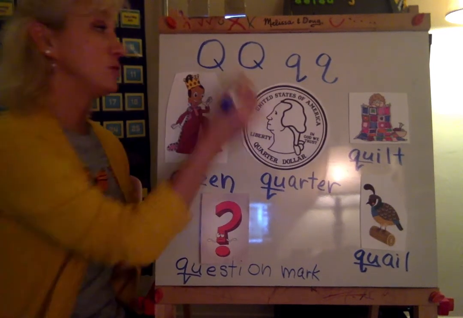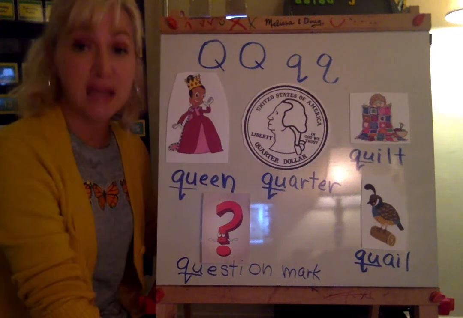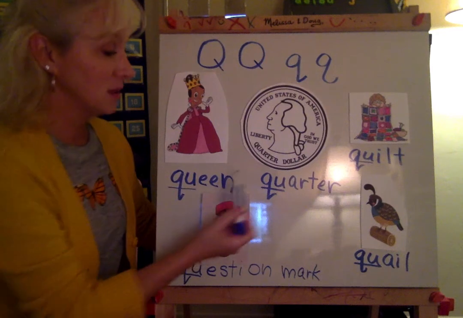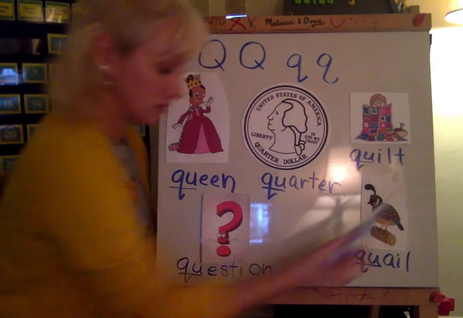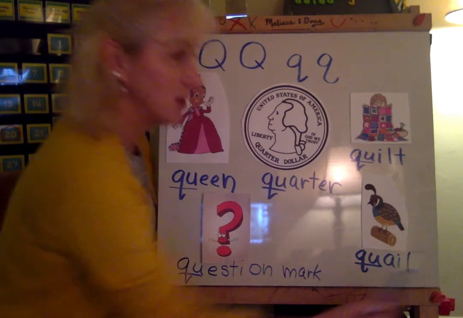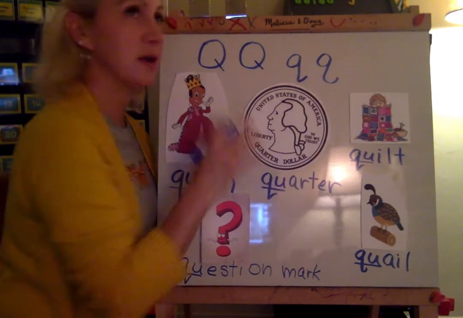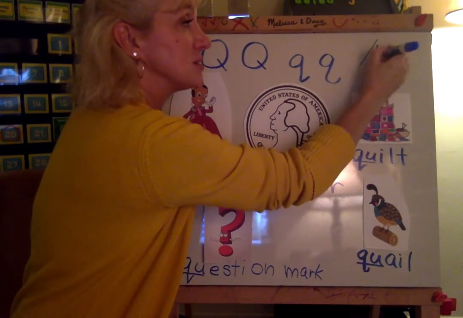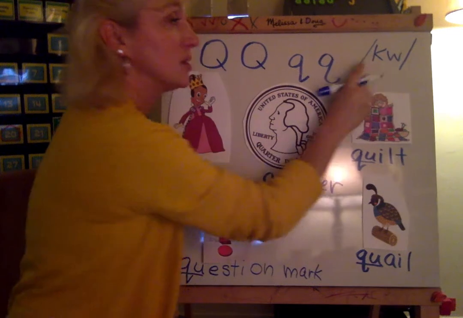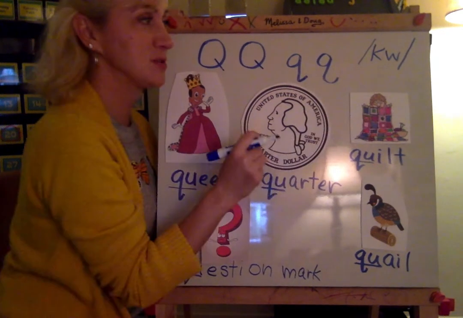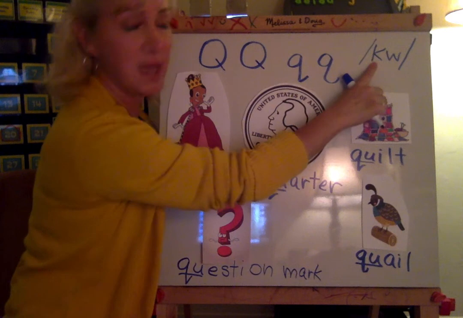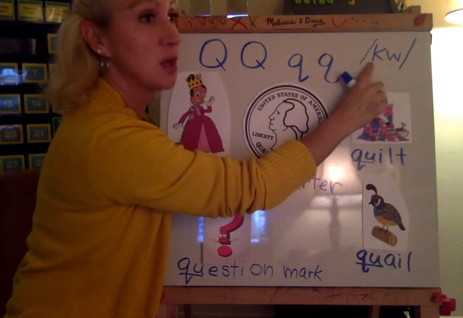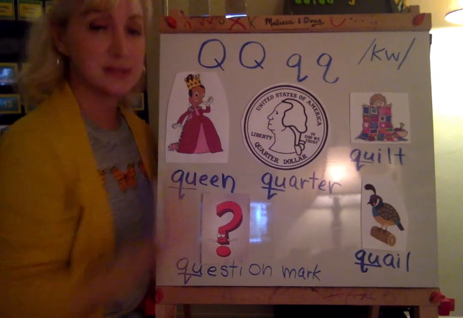All right, so let's review. We have our capital Q, lowercase q. The sound that Q makes, qu, qu. We hear it in queen, quarter, quilt, question mark, and quail. And it's a very unusual letter and sound because it takes two letter sounds and it puts them together. If ever you see two slanted lines like that and then it has some letters in there, that means the sound. So we know that K says k, k, and we know that W says w. If I put them together, it says qu, qu. So that is the sound of Q.